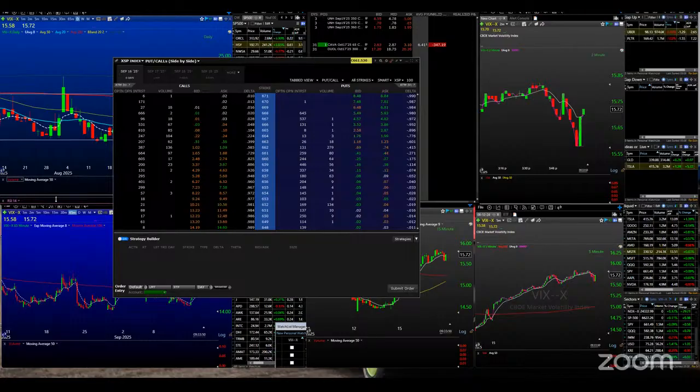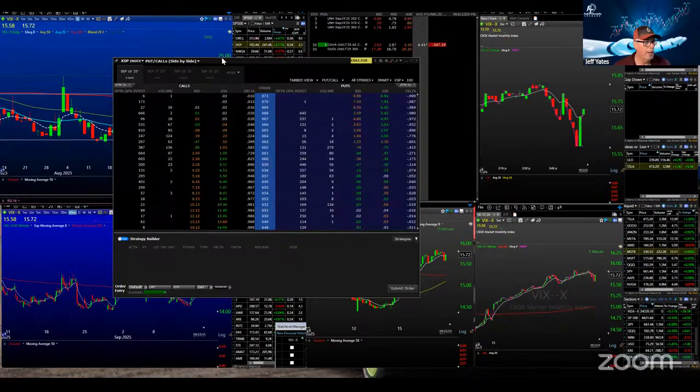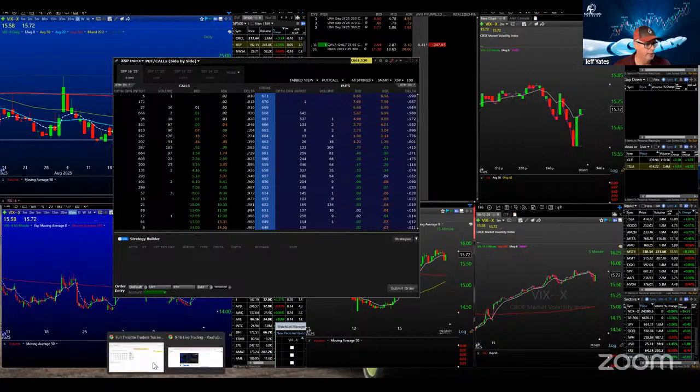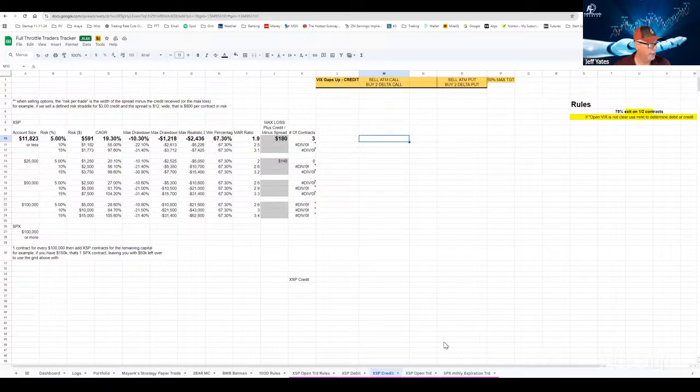Are we gapping up on VIX today? We are, slightly, about a dime. Market gapping up, VIX gapping up, right? This is the second unusual day that we've had. This is where we are. Gapping up, we're going to be selling options up here.